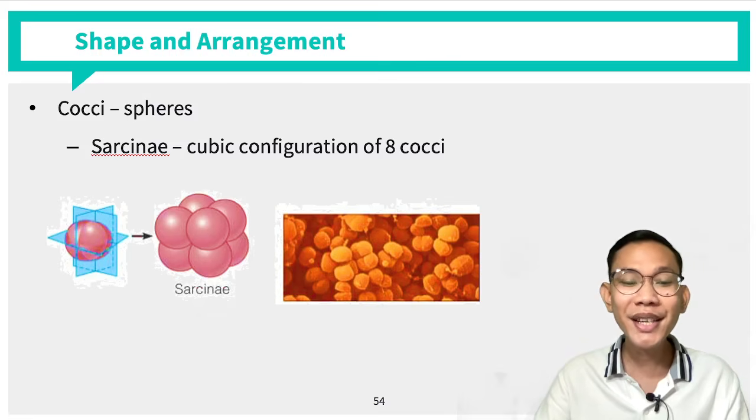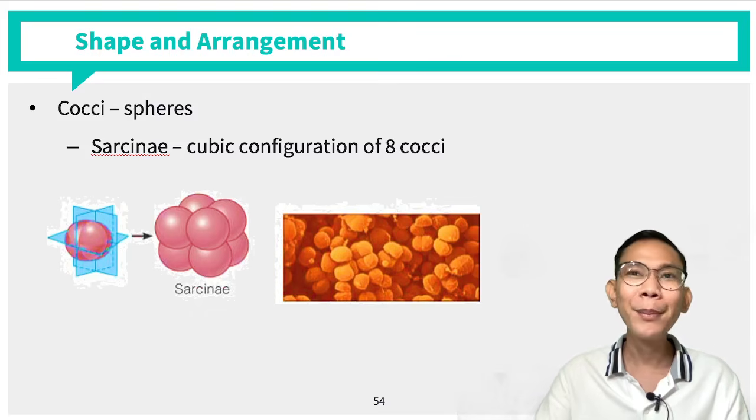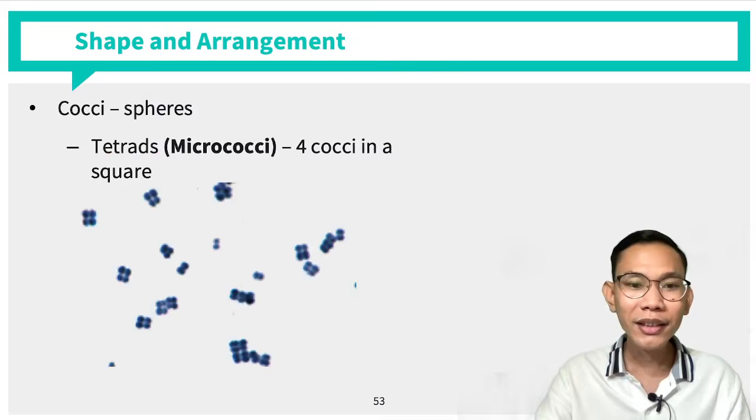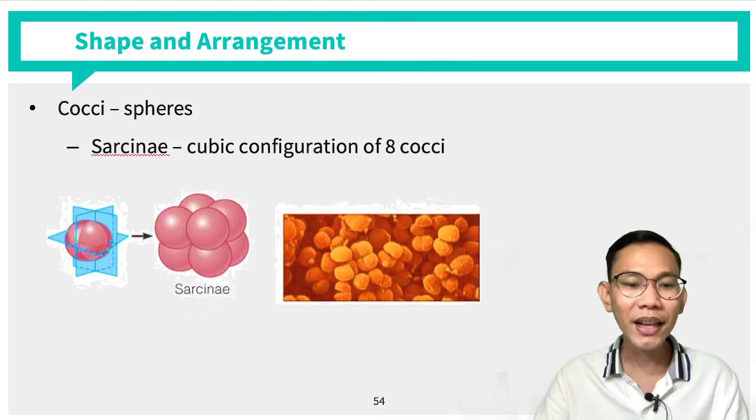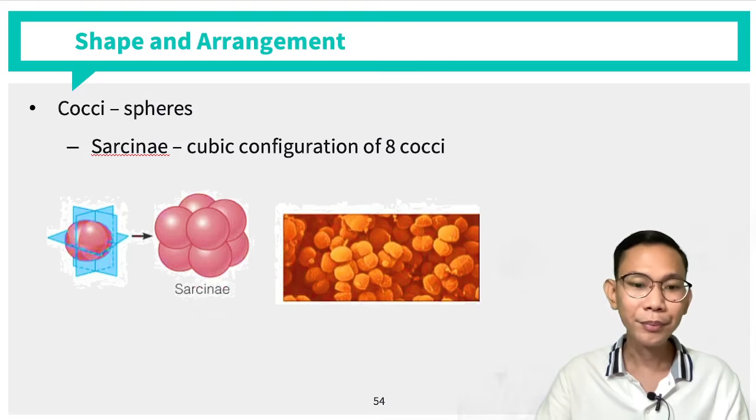Next, we have your sarcinae or your sarcina. This is a cubic configuration of 8 cocci. So again, when it is four, that's your tetrads. When it is eight, a cubic configuration of 8 cocci, as you can see here, this is your sarcinae. The bacterial cells form a group of 8 cells. Why does this happen? Because it happens when your cells divide in a perpendicular plane. That's why in a cubic configuration, we see that it is composed of 8 cocci.